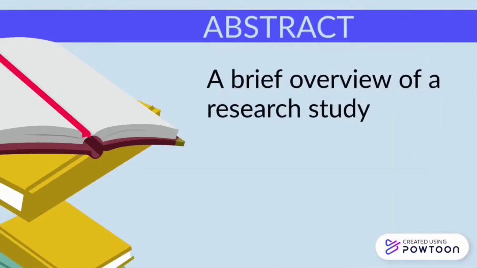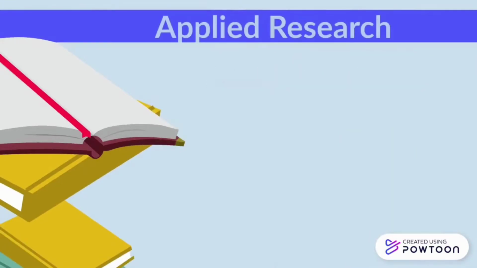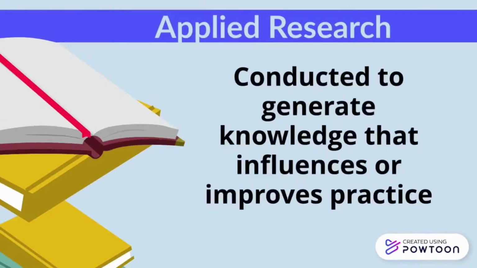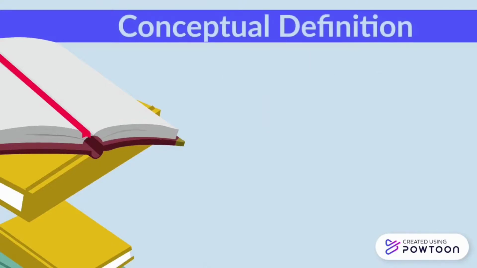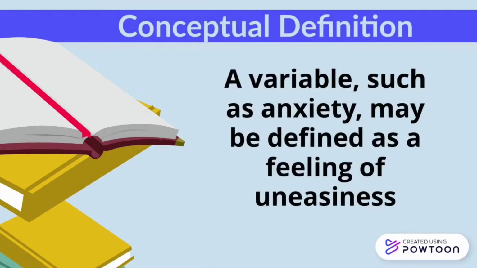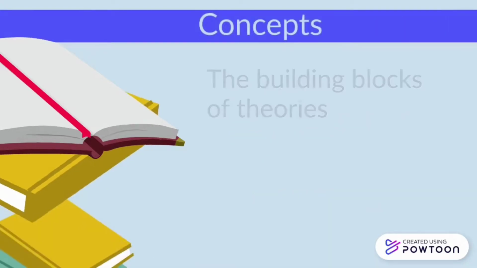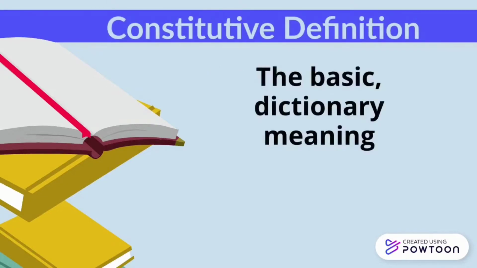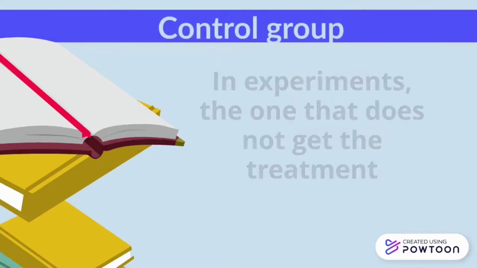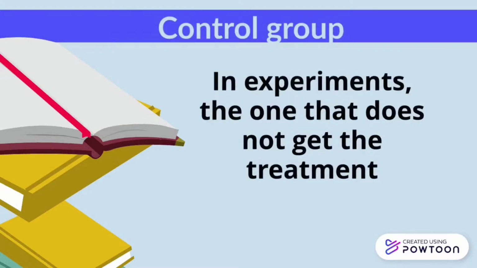Abstract. A brief overview of a research study. Applied research. Conducted to generate knowledge that influences or improves practice. Basic research. Research that tests theories. Conceptual definition. A variable, such as anxiety, may be defined as a feeling of uneasiness. Concepts. The building blocks of theories. Constitutive definition. The basic, dictionary meaning. Control group. In experiments, the one that does not get the treatment.